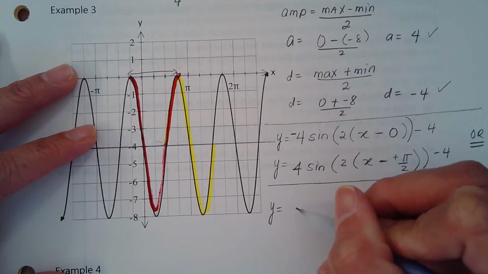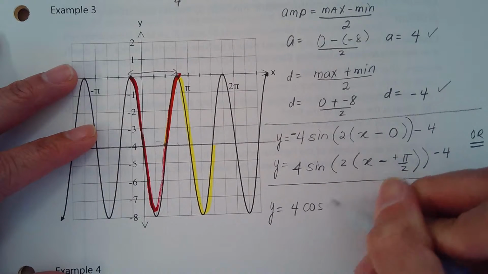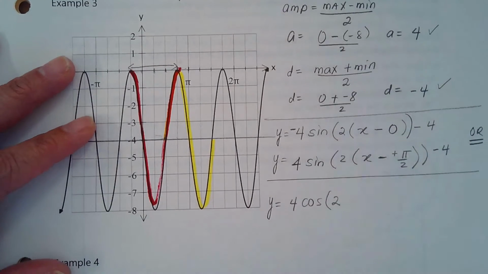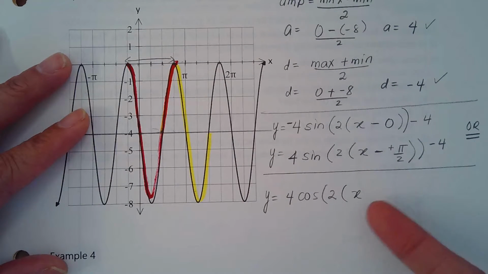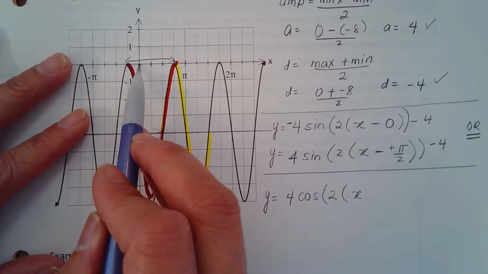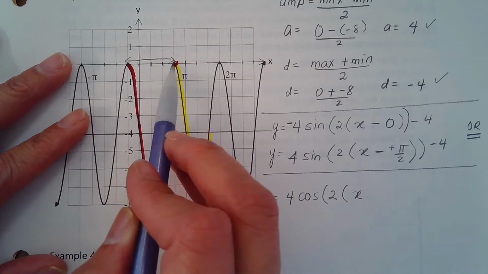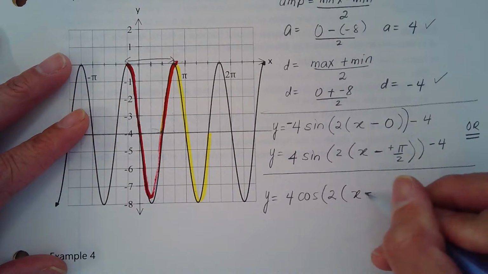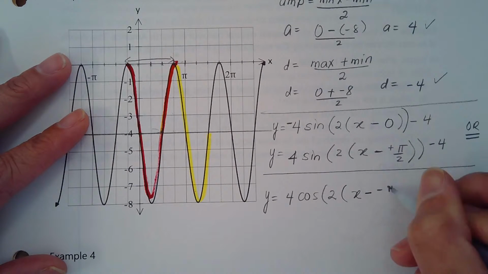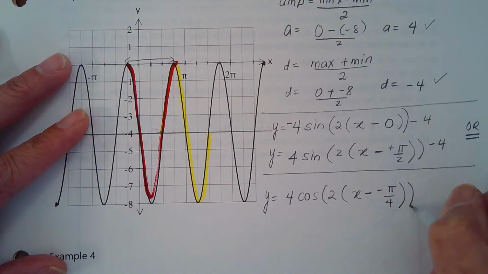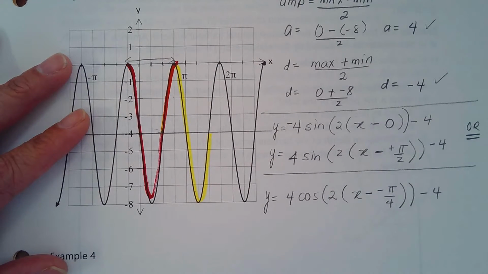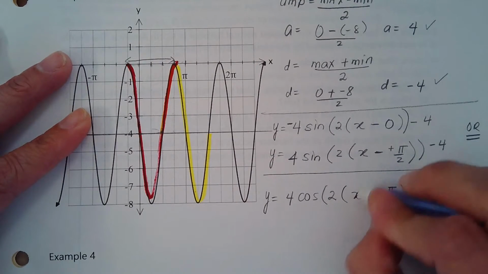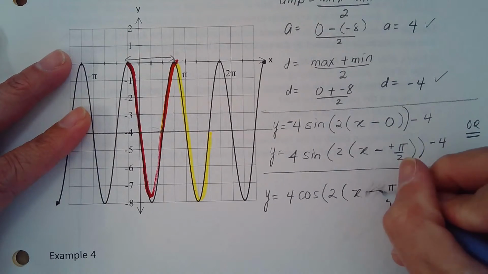Y equals 4 cos, still 2, right? Our period is still pi, so the b is still 2. X, what's our phase shift? How many is that again? 1, 2, 3, 4. Yeah, pi over 4. So minus negative pi over 4. Brackets, brackets, minus 4. And of course, we get to clean that up, right? That's where minus, minus, or negative, negative, that makes it a positive, positive pi by 4.